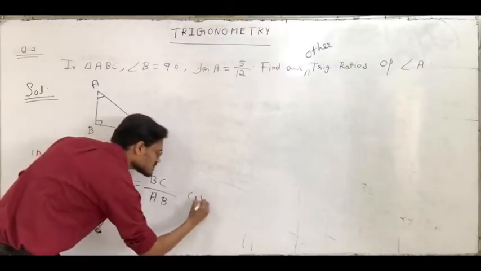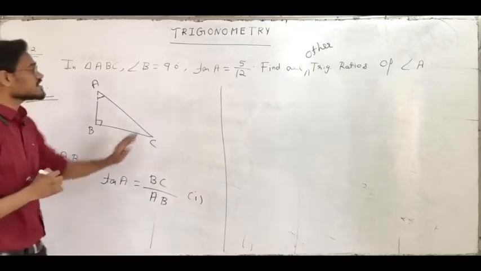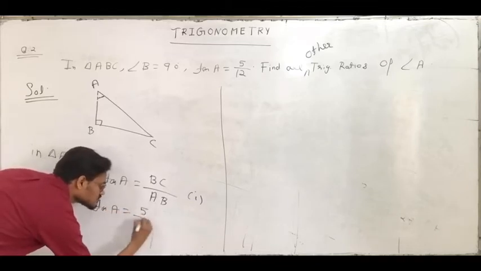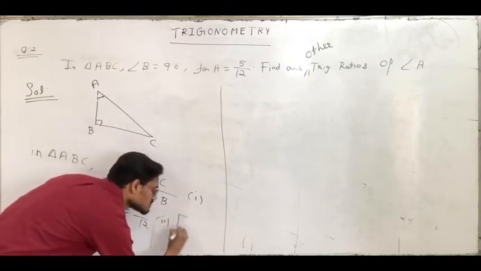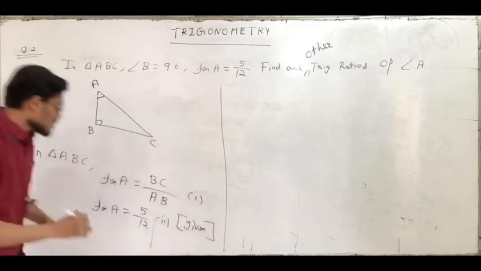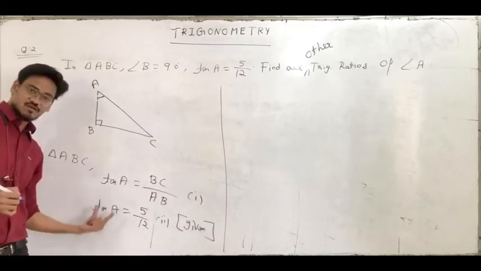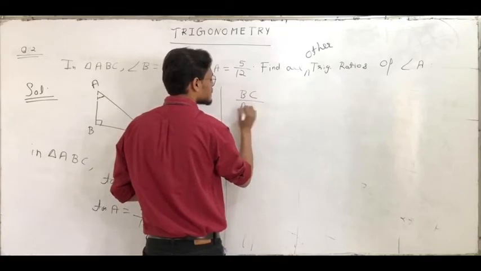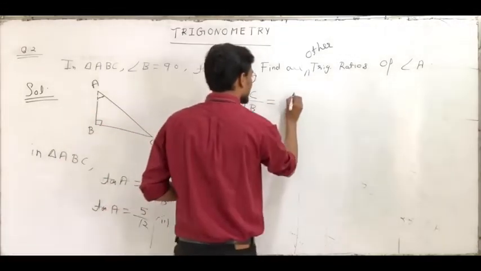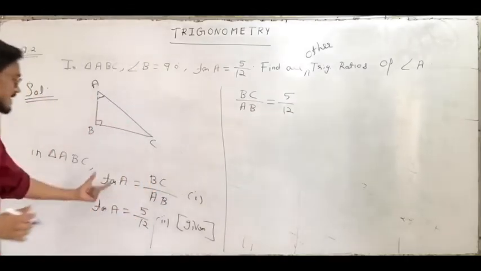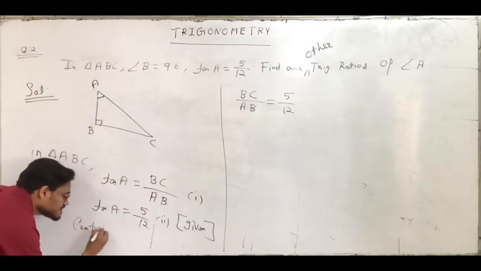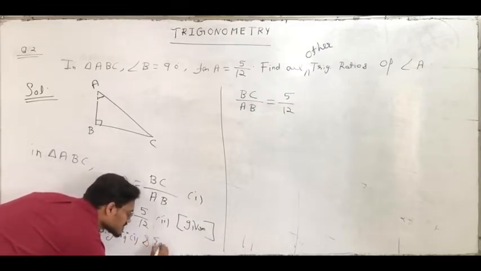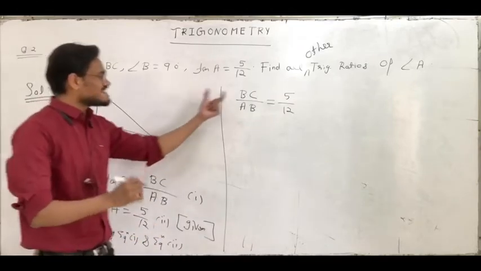Say it's equation 1. But we are given that tan A is equal to 5 by 12. So in these two equations, the left hand sides are equal, which means their right hand sides must be equal. So I can write BC upon AB is 5 by 12. How did I get this? Comparing equation 1 and equation 2.